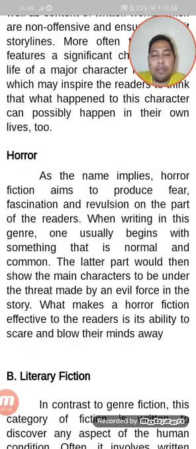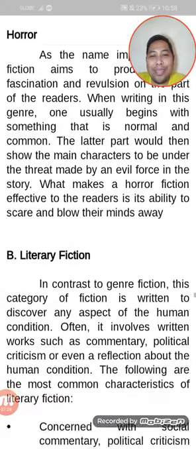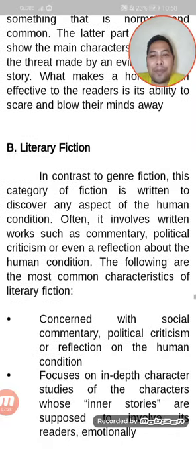Most of us non-moviegoers, they love to watch horrors. It's more exciting, and although we don't want fear, we love to be scared. I don't know. Anyway, literary fiction.